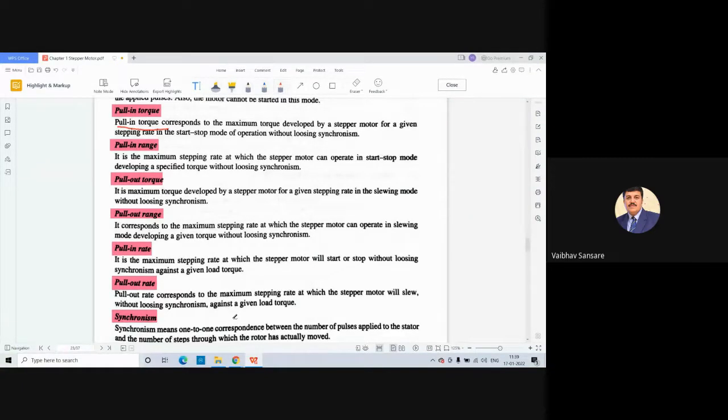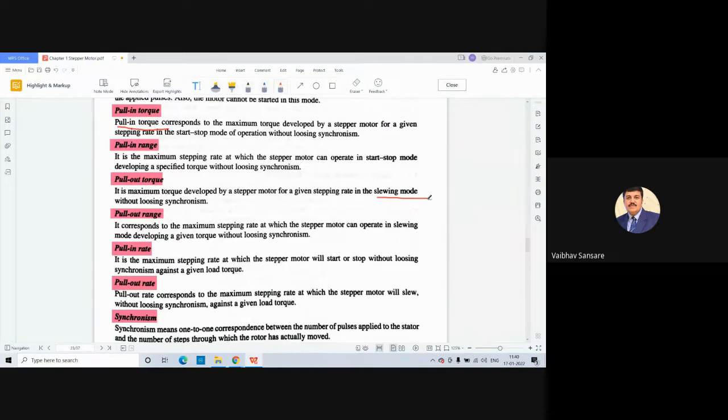The parallel definition to this pull-in torque is the pull-out torque. So what is pull-out torque? Pull-out torque is generally observed in slewing mode of operation. It is the maximum torque developed by the stepper motor for a given stepping rate in slewing mode of operation. That torque is known as the pull-out torque.